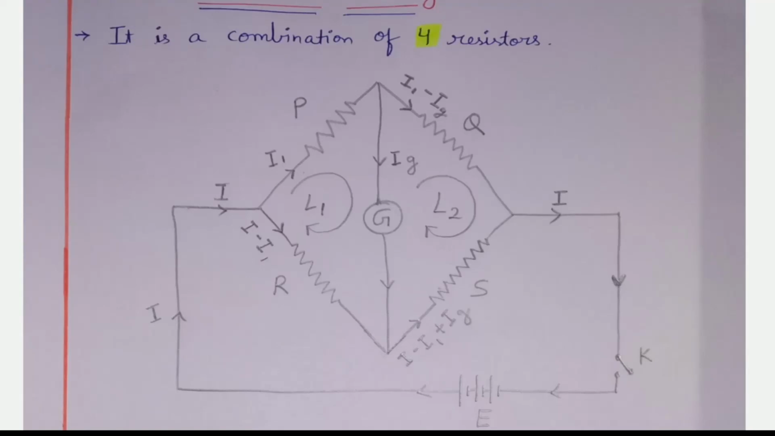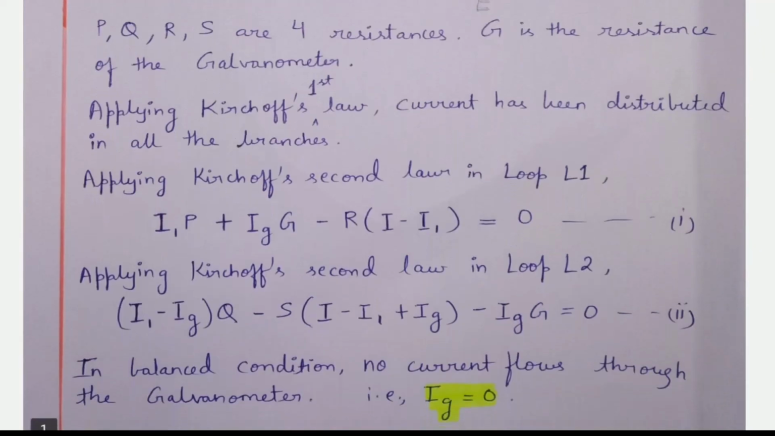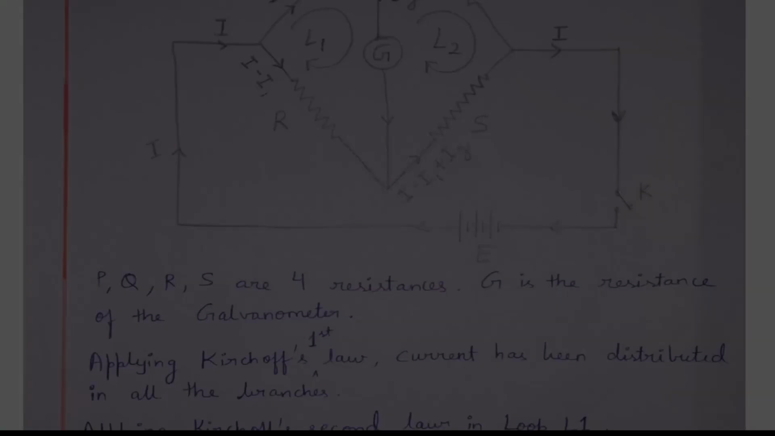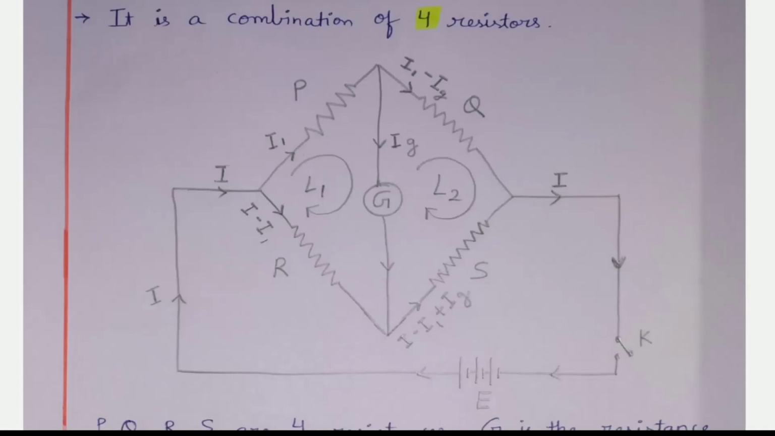So this equation will become I1 into P plus Ig into G minus R into (I minus I1) is equal to 0. Let's check that. Similarly, for the loop L2, we will get Q (I1 minus Ig) minus S (I minus I1 plus Ig) minus Ig G is equal to 0.